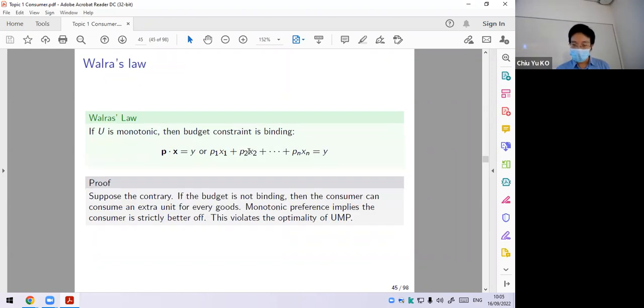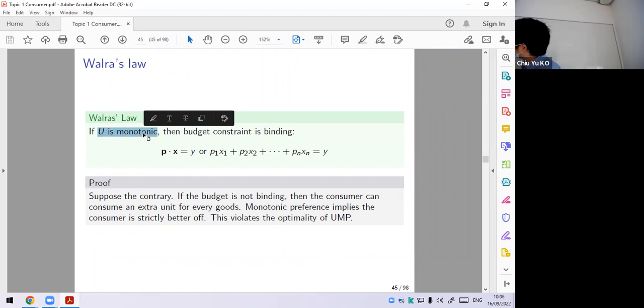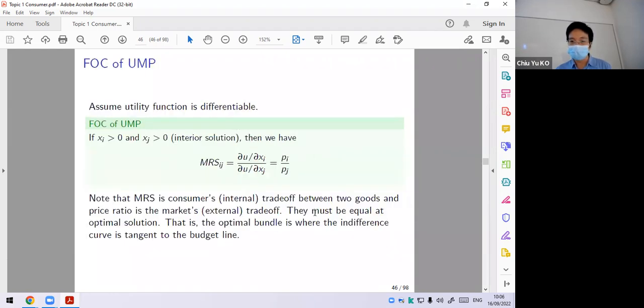And here we have Walras' law. Walras' law is rather simple. Actually, you don't need math; you can just use your intuition. When U is monotonic, meaning more is better, the budget constraint must be binding because the goods are good. So it means that you would use up all the money. There's nothing new there, and I'm not going to do the proof, but it's simple.